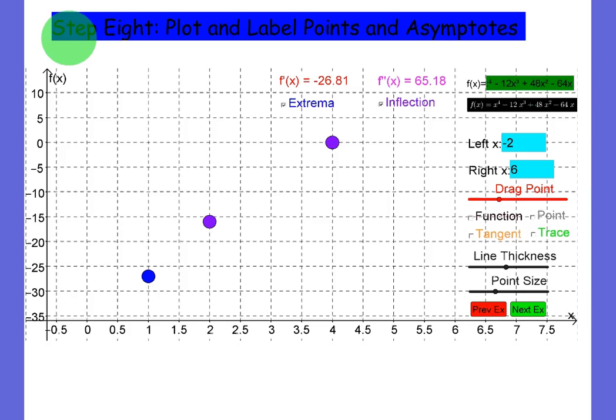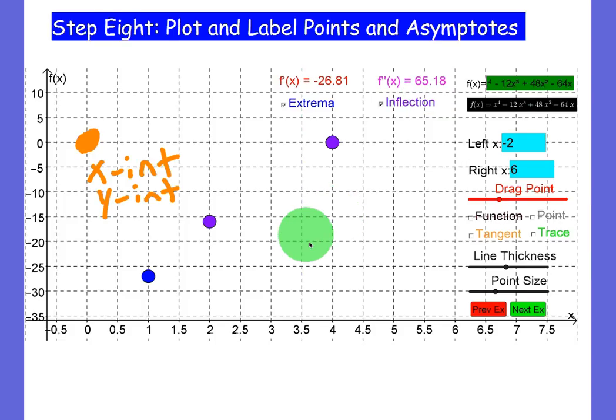Okay, what's our next step? Now for step 8, we're going to plot and label points and asymptotes. So let's talk about each of these points. First, we found an x and y intercept, both at 0, 0. We also found an x-intercept at 4, 0, which also happens to be an inflection point. So it can be both. It's the same point, so we only need to label it once.